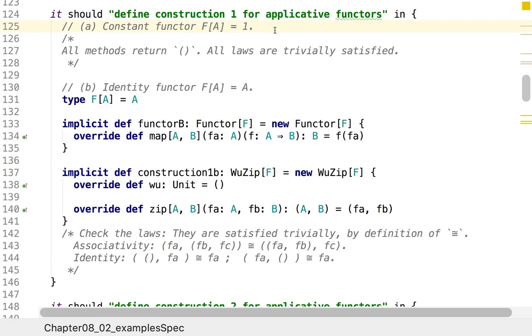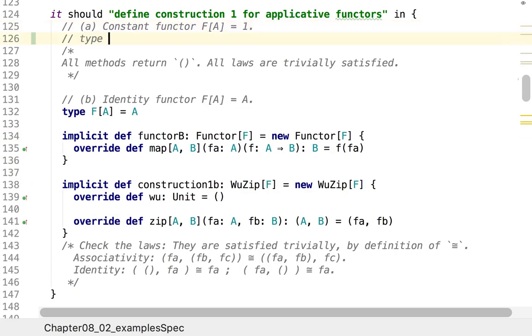So we could define it as this type function that takes a type parameter and always returns a unit type, independently of the type parameter. So that's why it's a constant functor. It's like a constant type function. Now, for the constant functor, there's only one value that data can be if the data is of type f of a, namely the unit value.